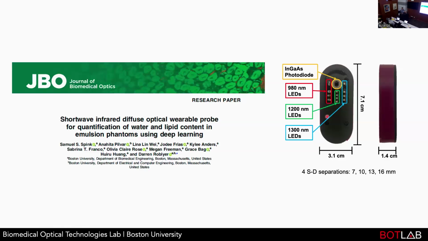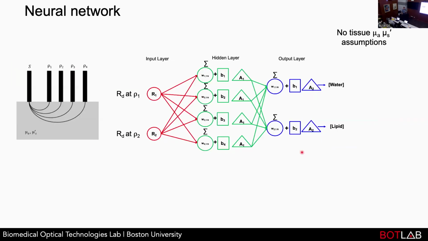You can see this is a pretty classic spatially resolved measurement. Here, instead of one source and multiple detectors, we have one detector and multiple sources. What we wanted to measure with this device is water and lipid in tissue. We used a neural network inverse model trained on Monte Carlo simulations, where the input was diffuse reflectance at a given wavelength and a given source detector separation. This was continued for all the source detector separations and wavelengths, and what we spit out was water or lipid.